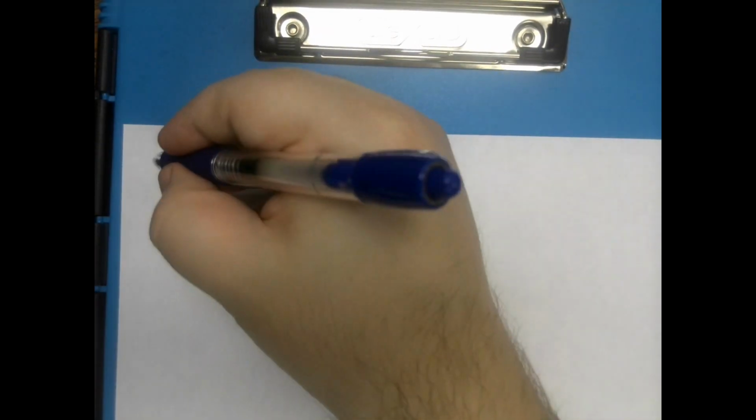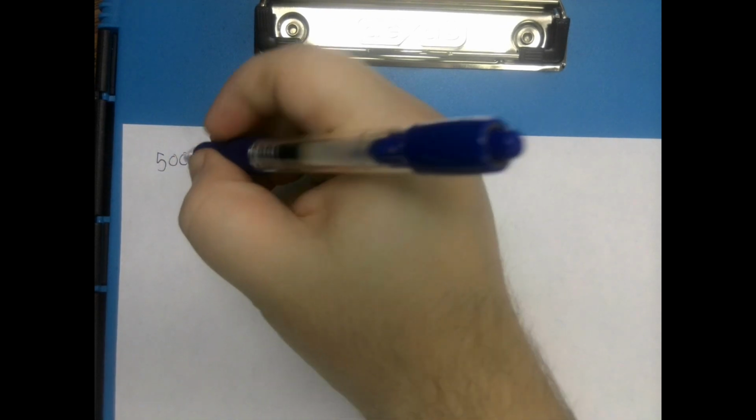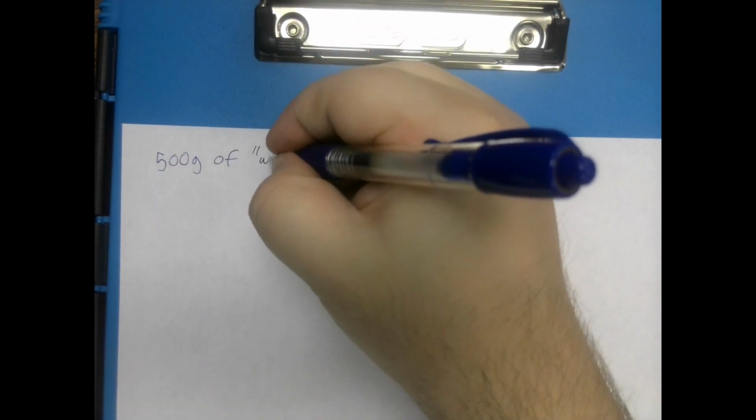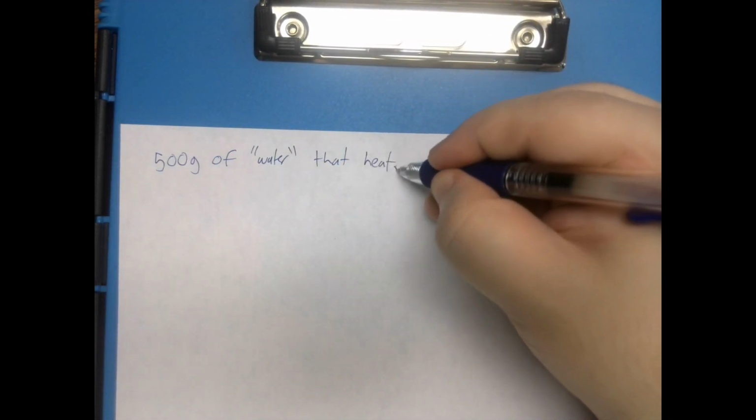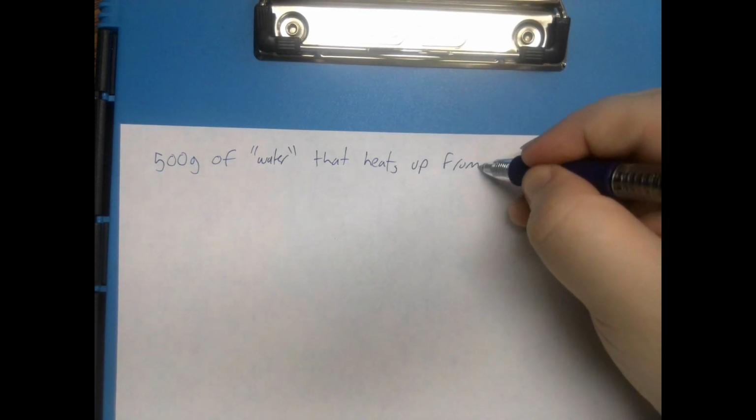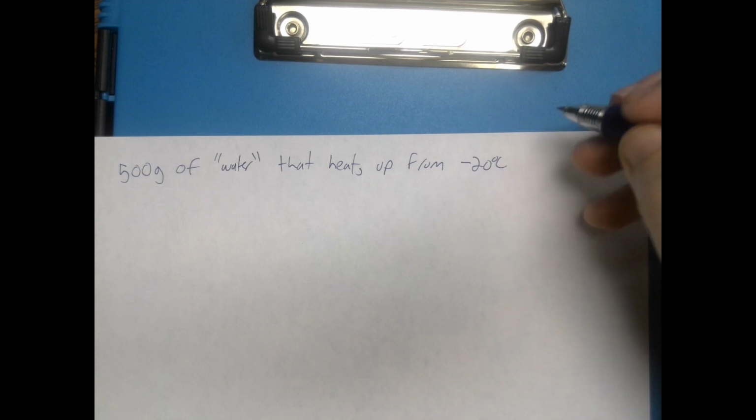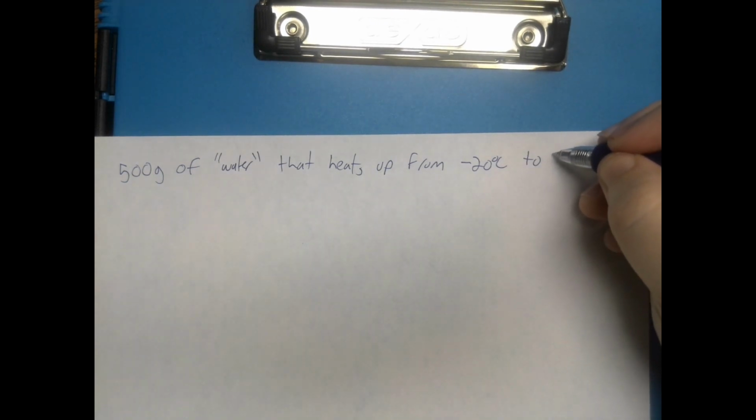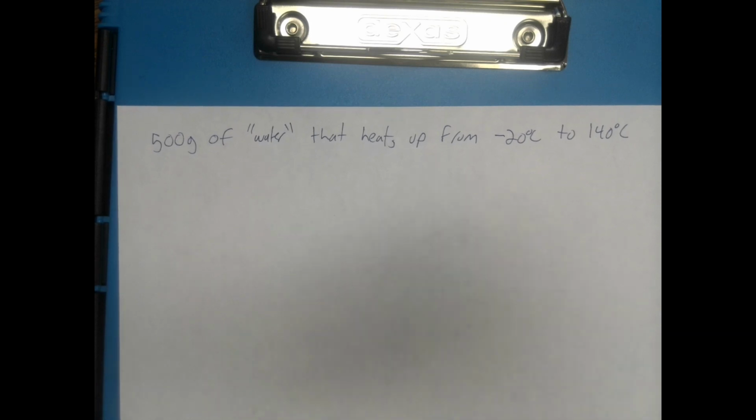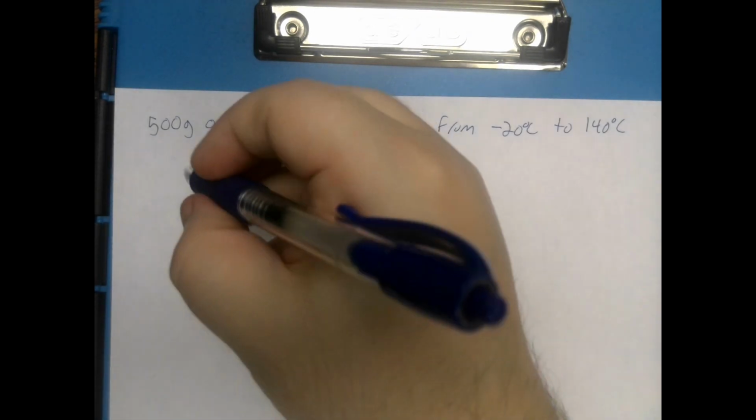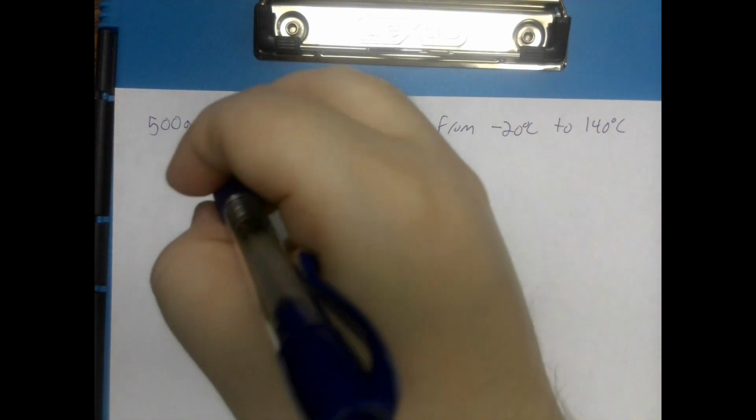Alright, let's look at number 19. So let's say we had 500 grams of water that heats up from negative 20 degrees Celsius to 140 degrees Celsius. What is the total heat required to do this? I recommend you list the arrows going out.